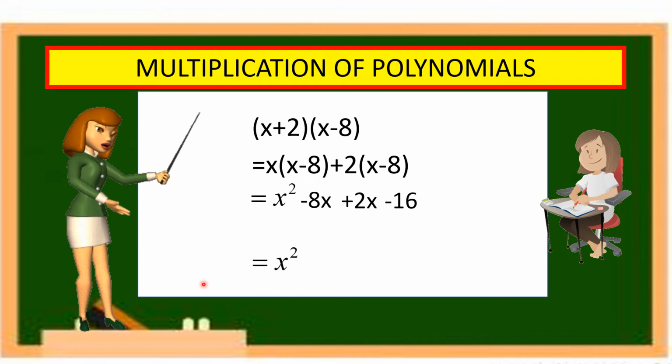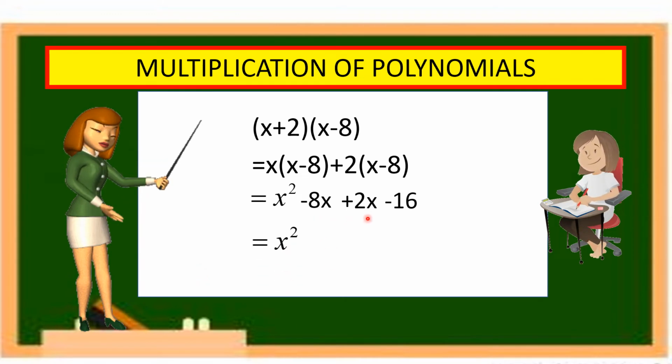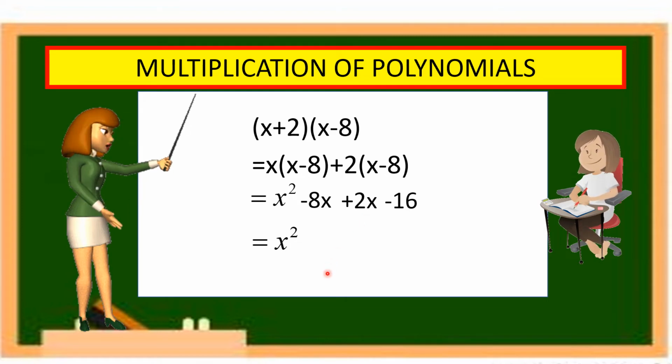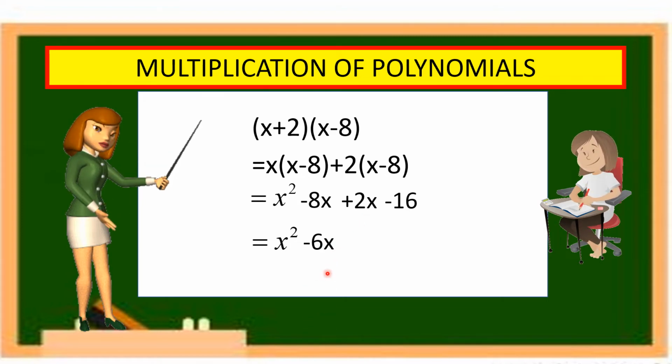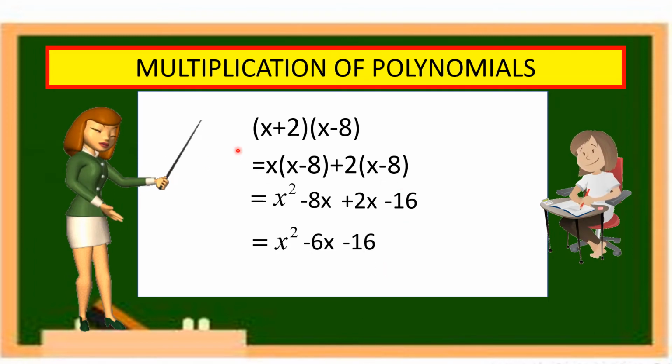So we'll bring down x squared. Negative 8 plus positive 2 is negative 6x. So bring down negative 16. So we have the quantity of x plus 2 times the quantity of x minus 8 equals x squared minus 6x minus 16.